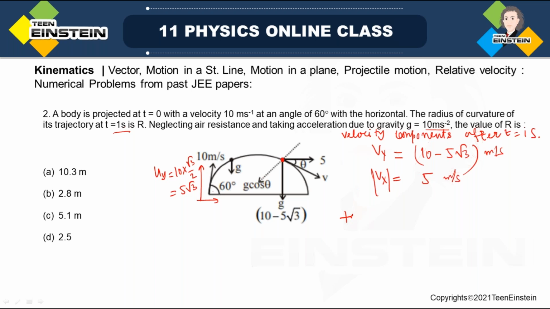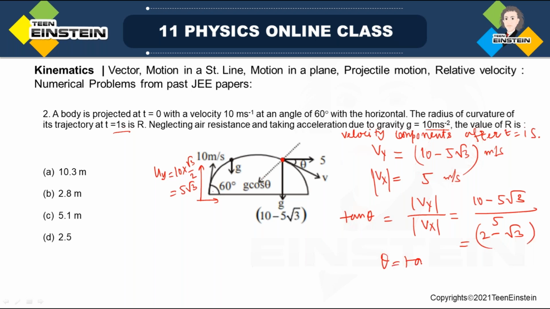So that we can find out by doing this. Tan theta is equal to modulus of Vy divided by modulus of Vx. So let us see what that is. This will be (10 minus 5 root 3) divided by 5, which is 2 minus root 3. So if we take theta is equal to tan inverse of this quantity, this is around 0.27, giving nearly 15 degrees. So we have got theta.